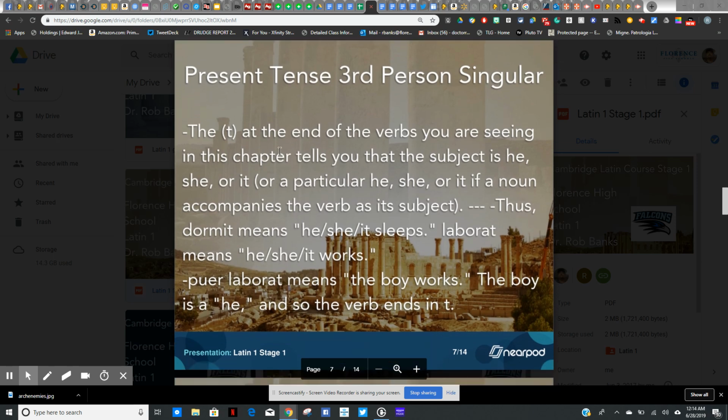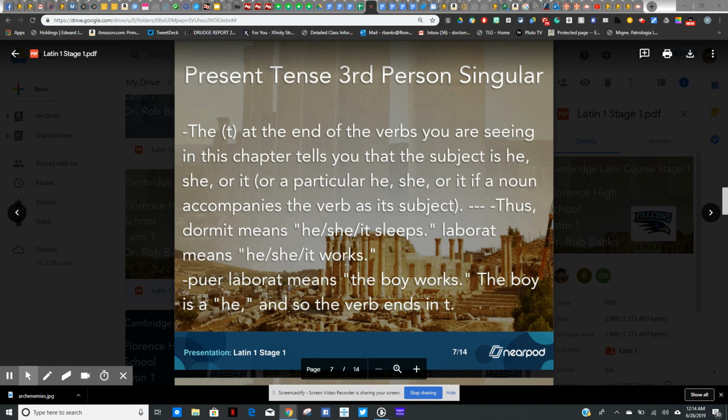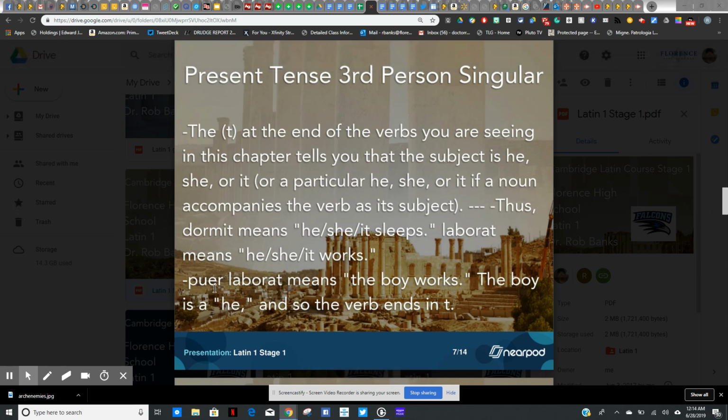The T at the end of the verbs you're saying in this chapter tells you that the subject is he, she, or it. Right? One of those pronouns, or a particular he, she, or it, if a noun accompanies the verb as a subject. Thus, dormit means he, she, or it sleeps. Laborat means he, she, or it works. But then if I throw a noun on it, puer laborat, that now it's the boy works. No longer need to say he because now I have boy supplied. Puer means boy. So the boy works.